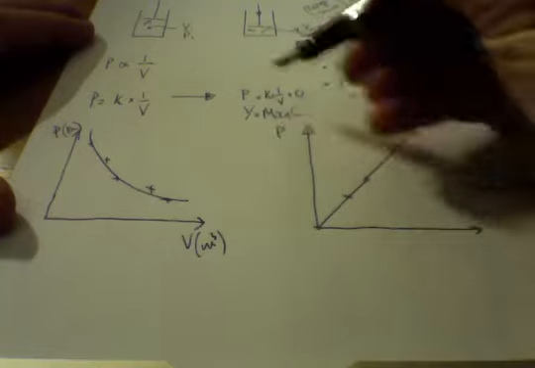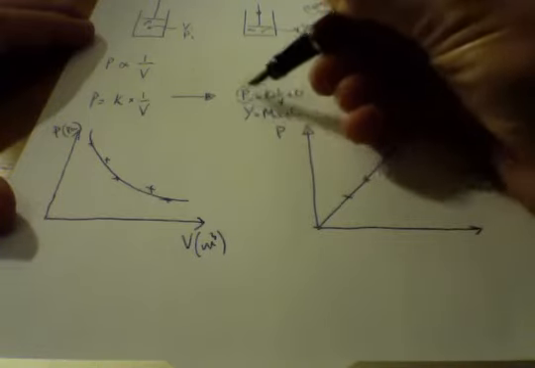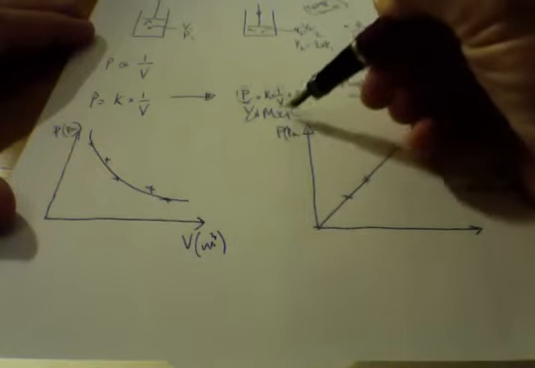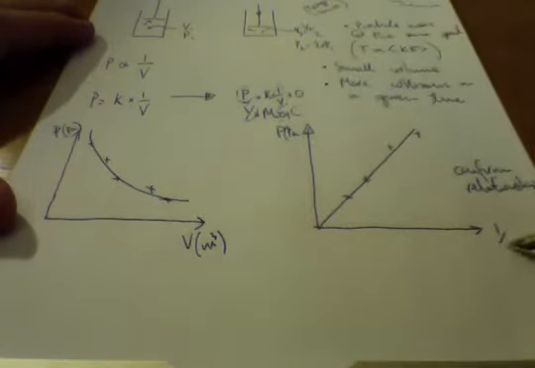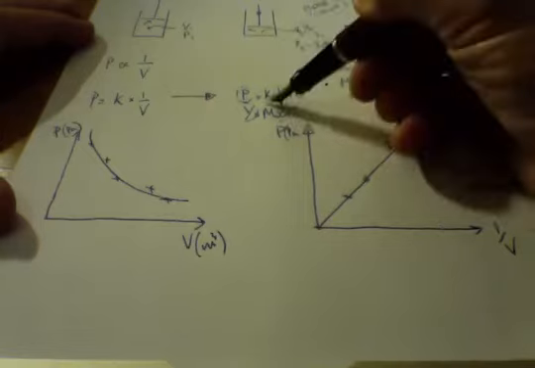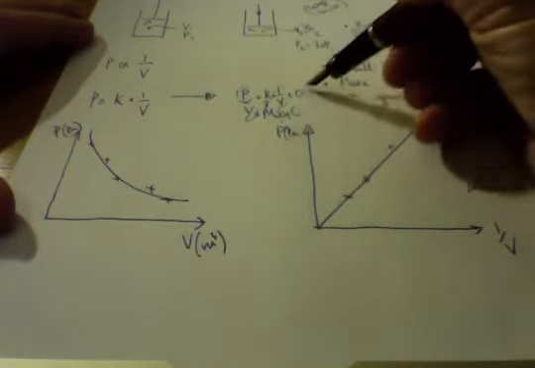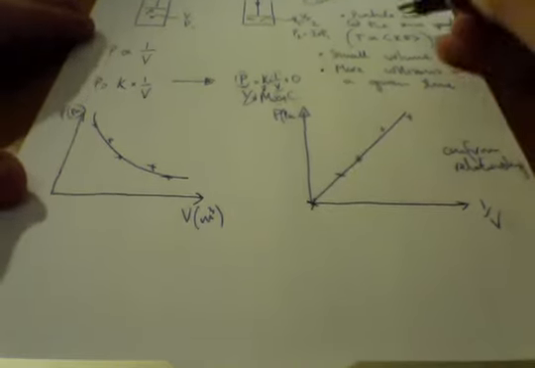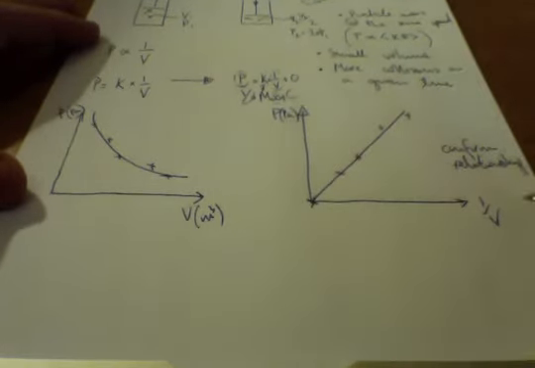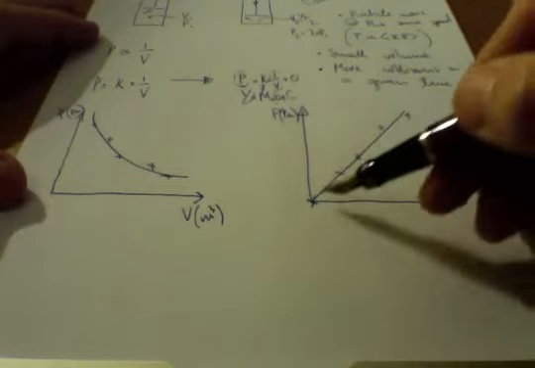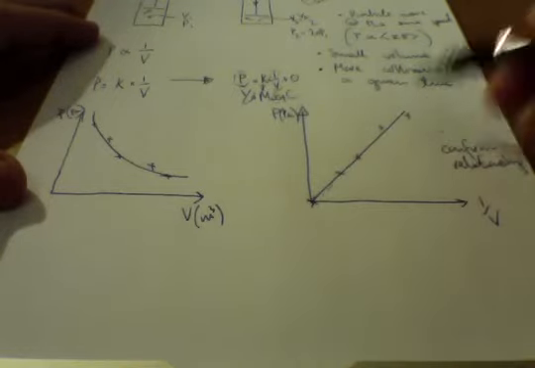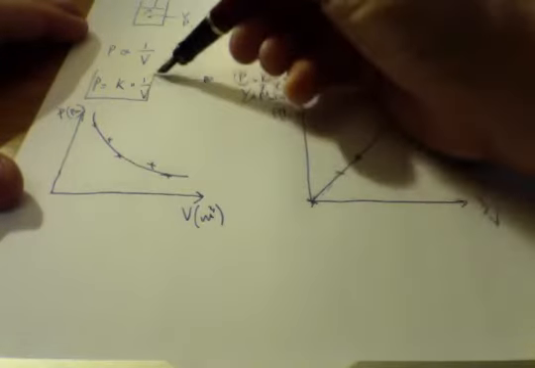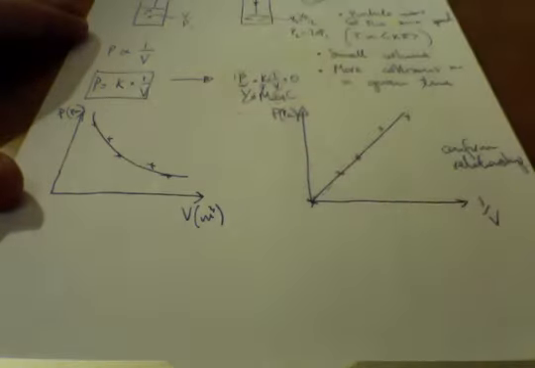So I put my p for the y in pascals, I plot 1 over v as my x. My gradient will be k, and of course there is a 0 here, so my intercept will be 0. So if I were to plot pressure against 1 over volume, I get a straight line if this relationship holds true. Pressure is inversely proportional to volume.